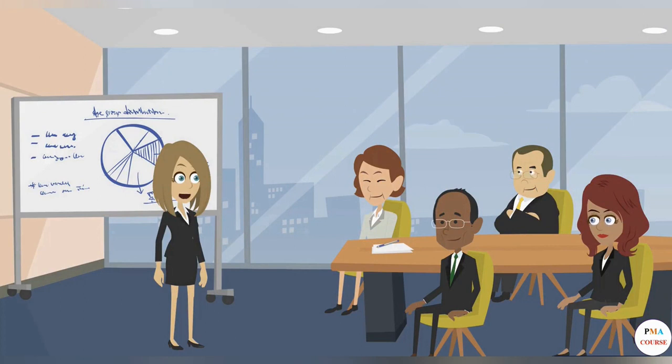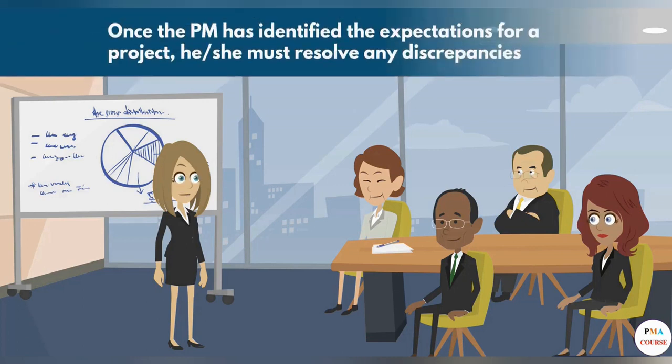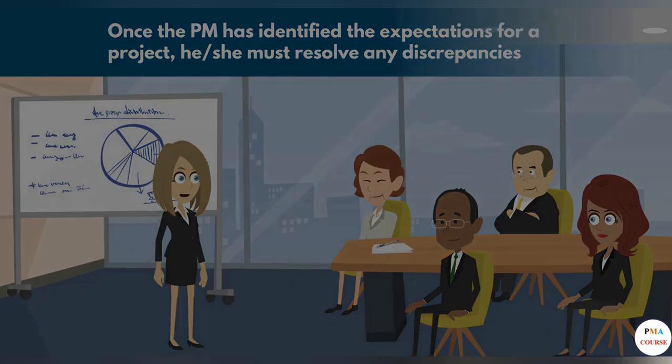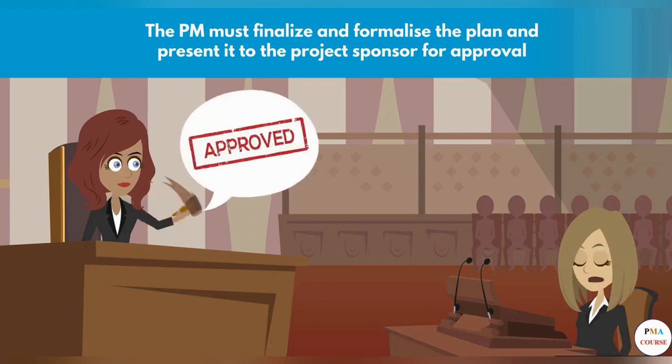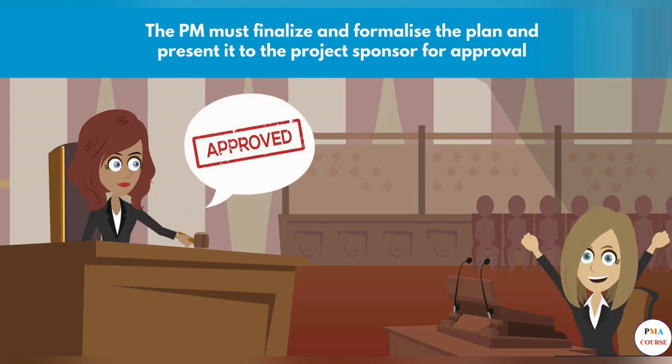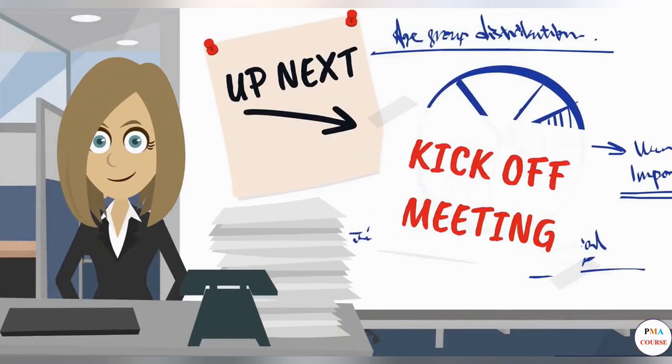Of course, they must also perform all planning work with sufficient breadth and depth. Once they have identified the expectations for a project, they must resolve any discrepancies. And finally, they must finalize and formalize the plan and present it to the project sponsor for approval. That is the point when they can finally move on to the execution, just like we are about to do now.